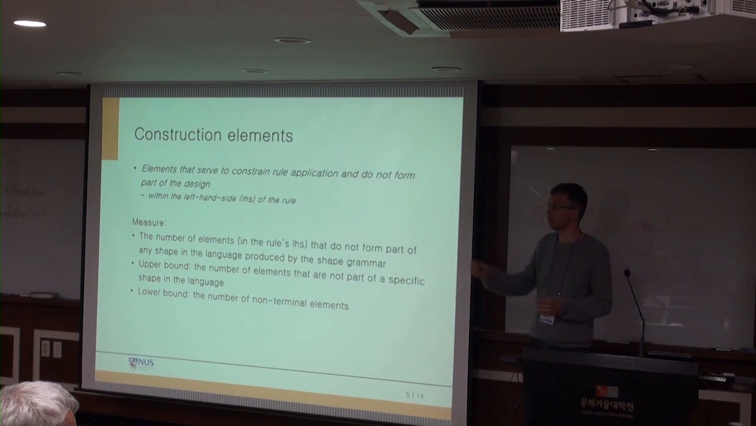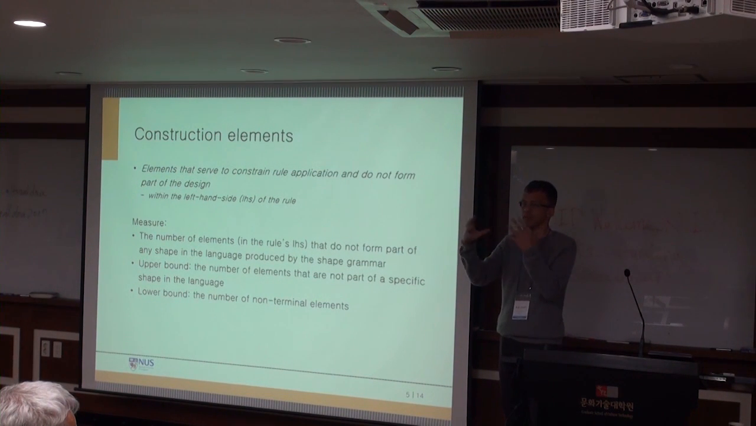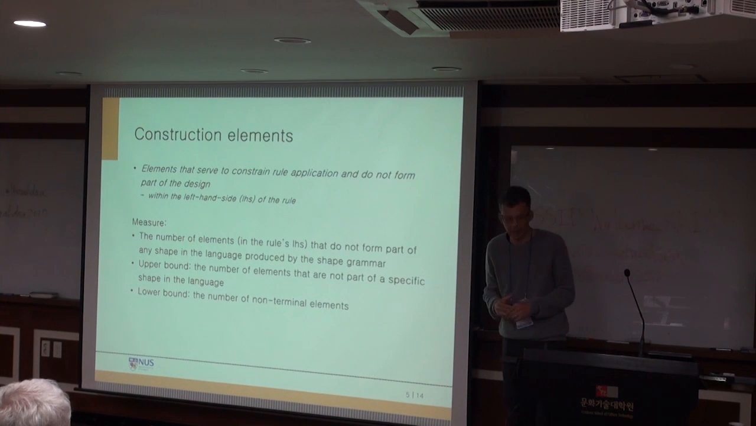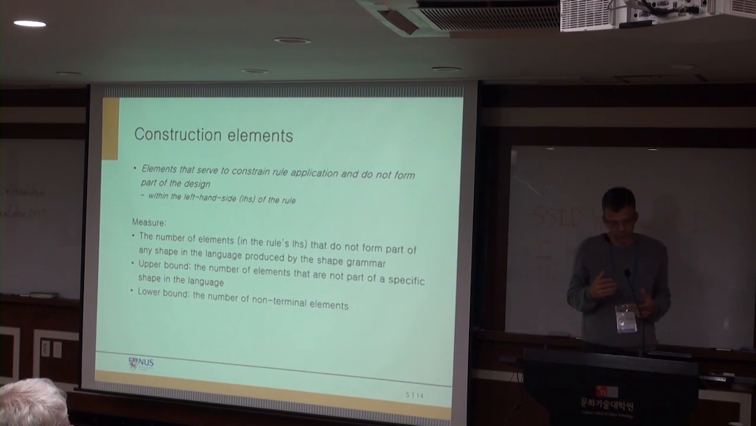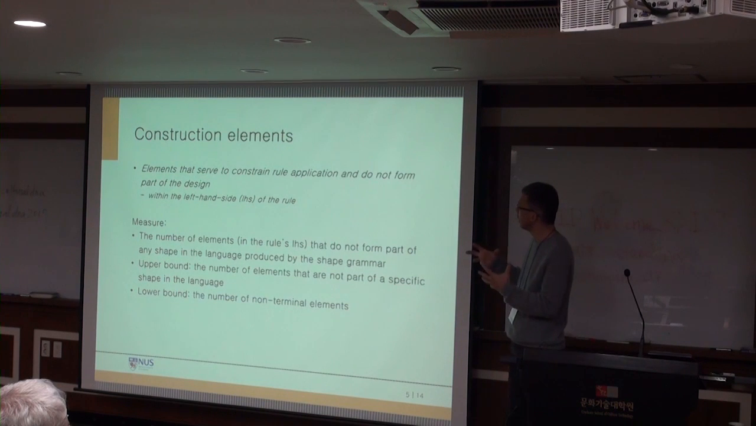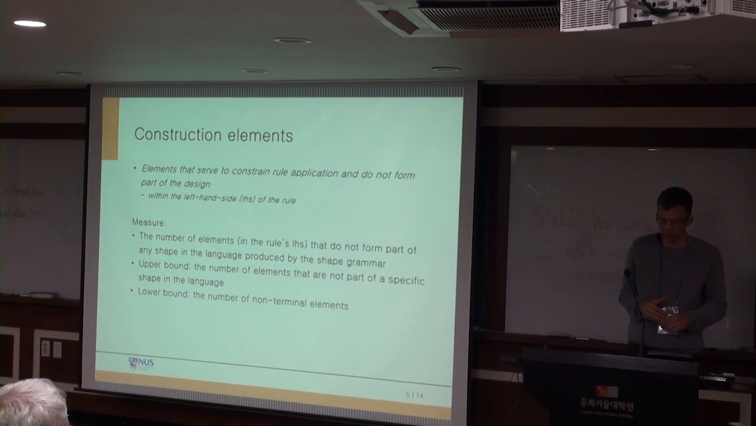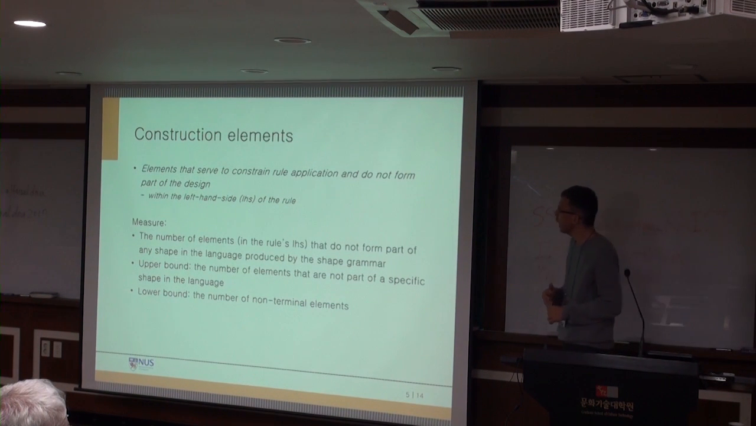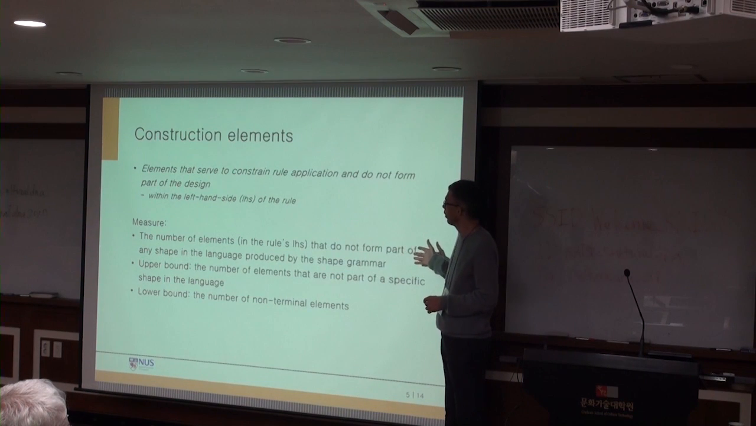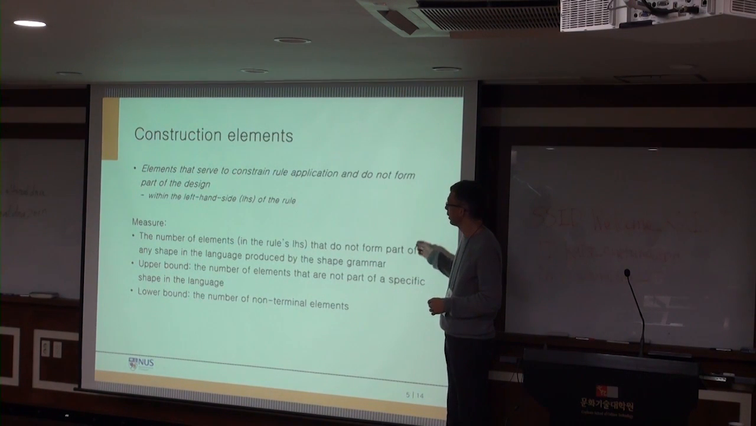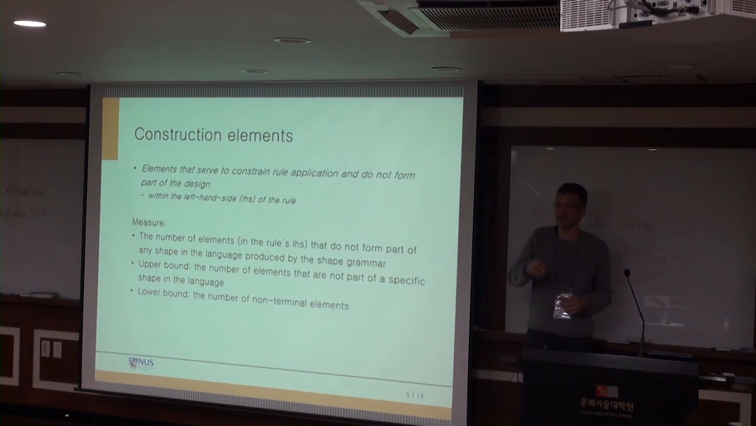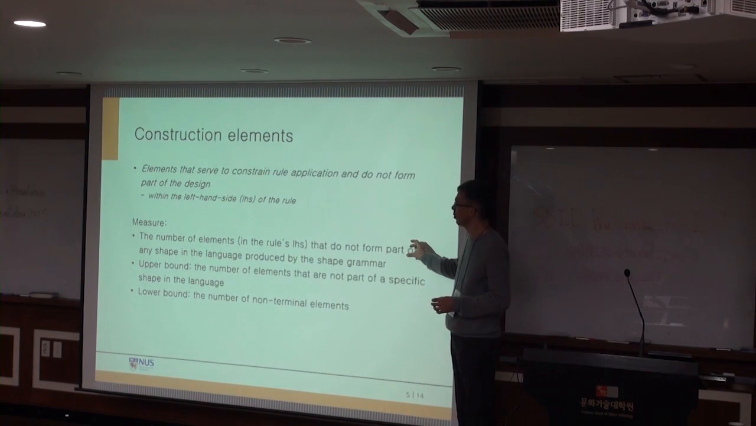So construction elements are basically elements that serve to constrain rule application, like Thomas showed, the line that makes sure that it's not symmetrical anymore, or labels that are attached to it. And they of course are then contained in the left-hand side of the rule, because that's the condition that constrains the rule application. As a measure, what I basically came up with is that you would calculate the number of elements that do not form part of any shape in the language produced by the shape grammar. Any elements that never appear in any of the results could be considered as construction elements.